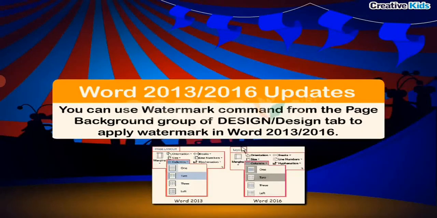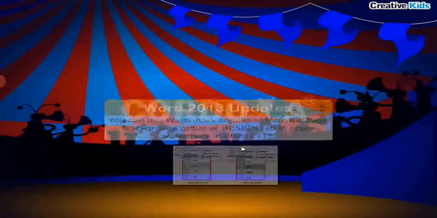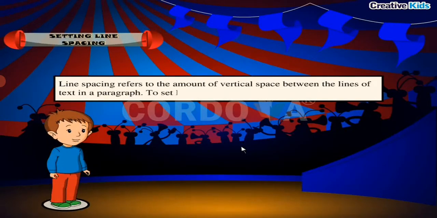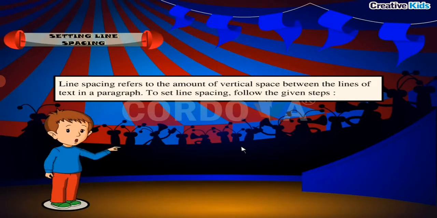Word 2013 or 2016 updates. You can use Watermark command from the Page Background group of Design or Design tab to apply watermark in Word 2013 or 2016. Setting line spacing. Line spacing refers to the amount of vertical space between the lines of text in a paragraph. To set line spacing, follow the given steps.